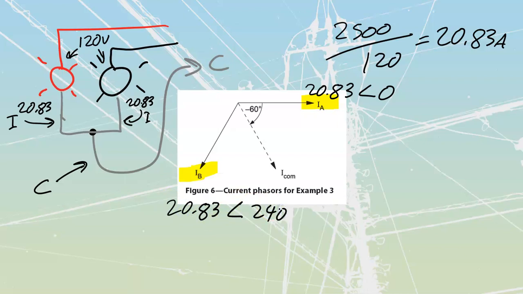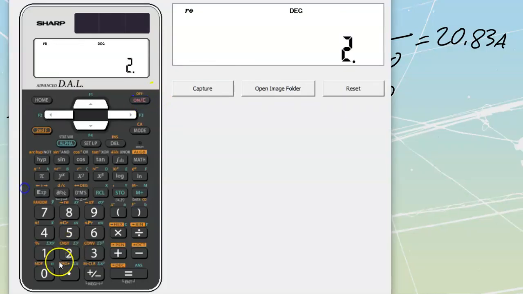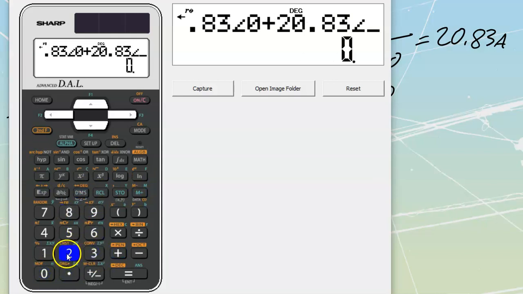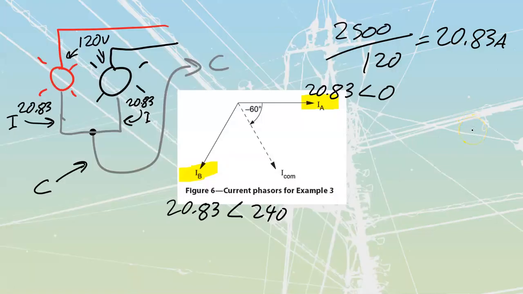Let's pull up our calculator. We will add these 2 together. We're always adding when we're looking for neutrals. 20.83 angle 0 plus 20.83 angle 240 gives me a value of, would you look at that, 20.83 amps. It's the exact same. We have 2 equal currents, and those 2 currents sum up to form 1 equal current that is the exact same value, but it's at a different angle. It's at -60. It's actually lying halfway between.